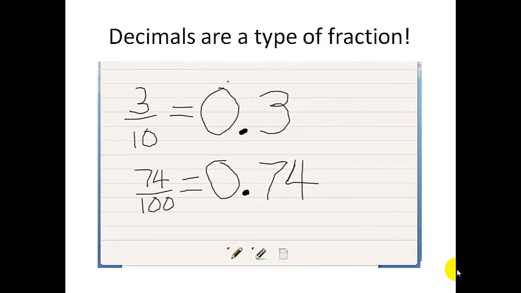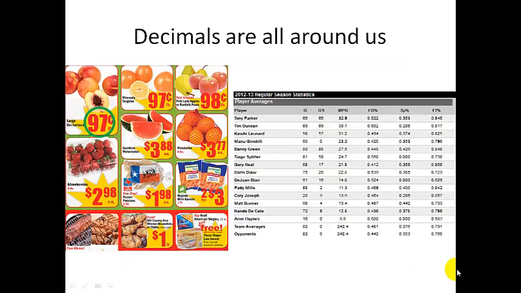So let's just kind of review how you read decimals. Well, before we do that, let's look at what decimals are and just kind of realize that decimals are really all around us. Sometimes they don't always look the way we think they should, like in this grocery ad. The nectarines are 97 cents. That's really 0.97, meaning that there's 97 parts of 100.